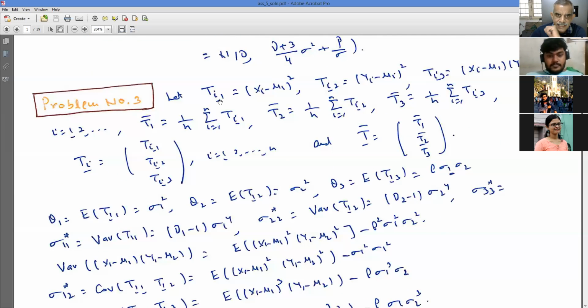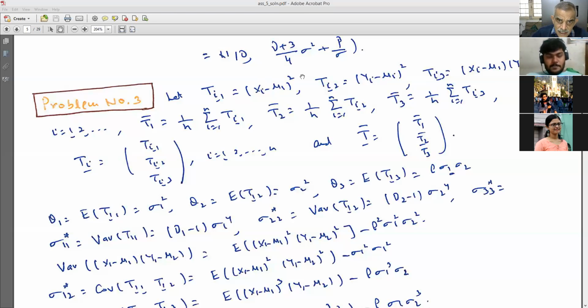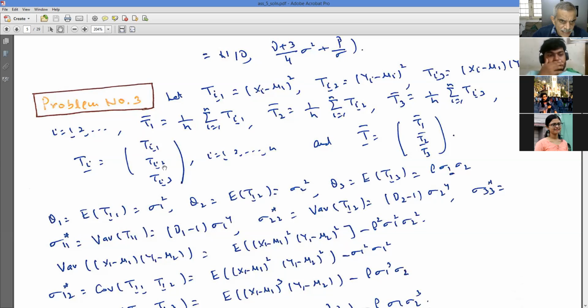Note that first I define Ti1s, which are (xi minus mu1) whole square, because then Ti1s would be IID. Ti2 is (yi minus mu2) whole square. And Ti3 is (xi minus mu1) into (yi minus mu2). T bar 1 is 1 upon n summation Ti1, the mean of this one. T bar 2 is the mean of Ti2s. And T bar 3 is the mean of Ti3s, so that I can apply the central limit theorem to all this, provided Ti's are IID. Ti is nothing but (Ti1, Ti2, Ti3).